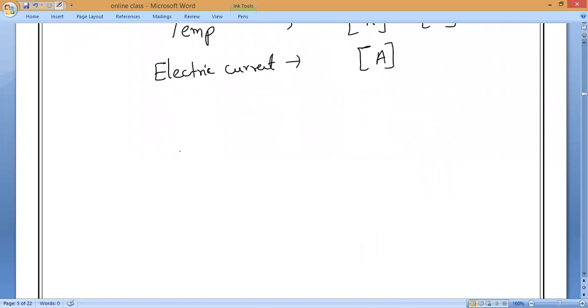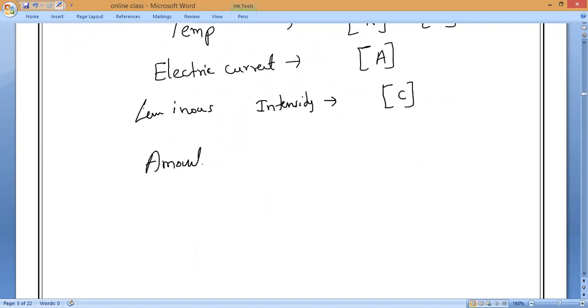Luminous intensity. You all know luminous intensity. What is the expected dimension? Can you tell me? Speed of light in air, that is the same dimension. C. Next, amount of substance. We all know amount of substance means which physical quantity? Mole. So that is MOL.